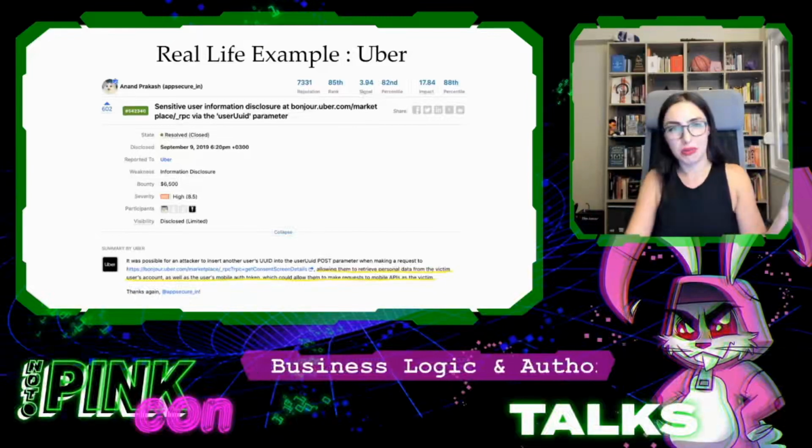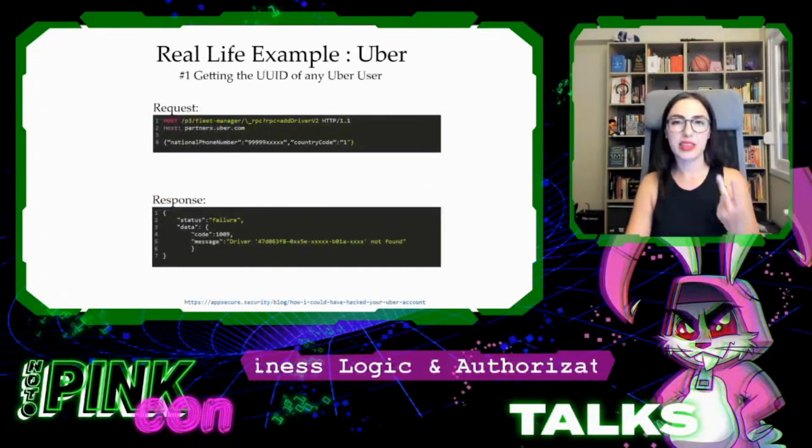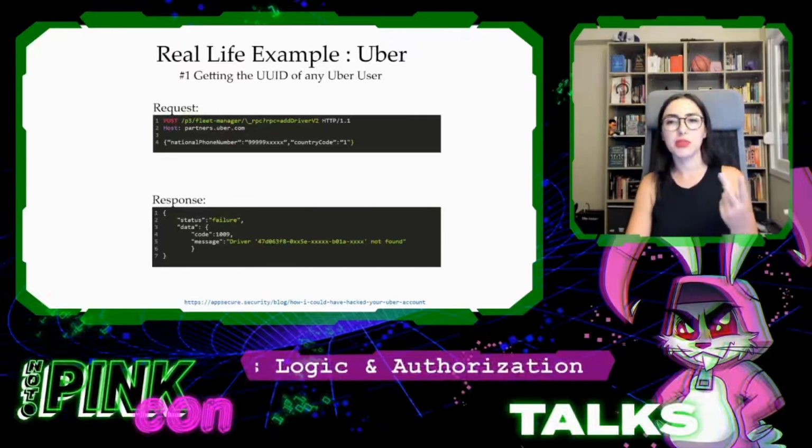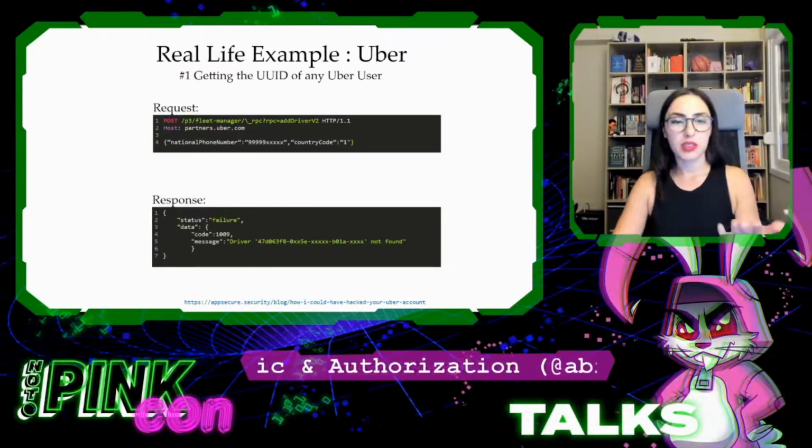But how, right? Let's see. We have two APIs at this point to exploit the IDOR vulnerability for Uber's example. So we will talk about the first one first.